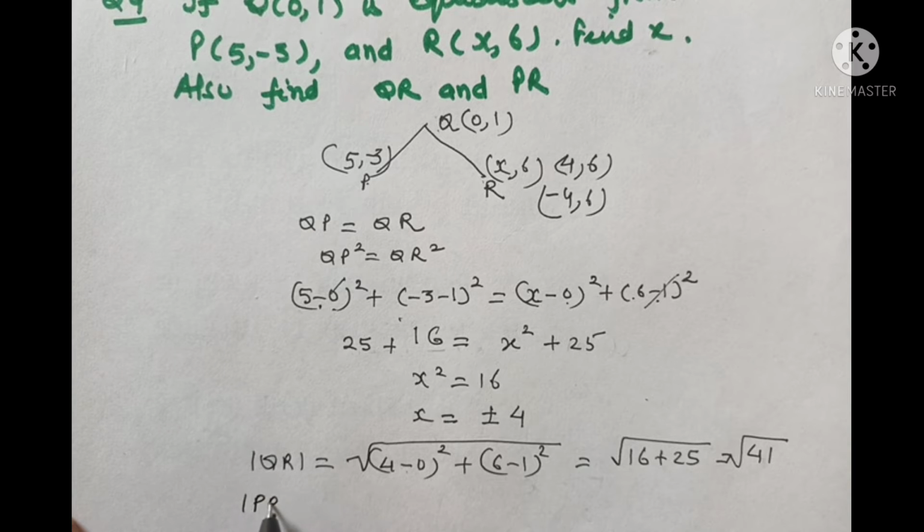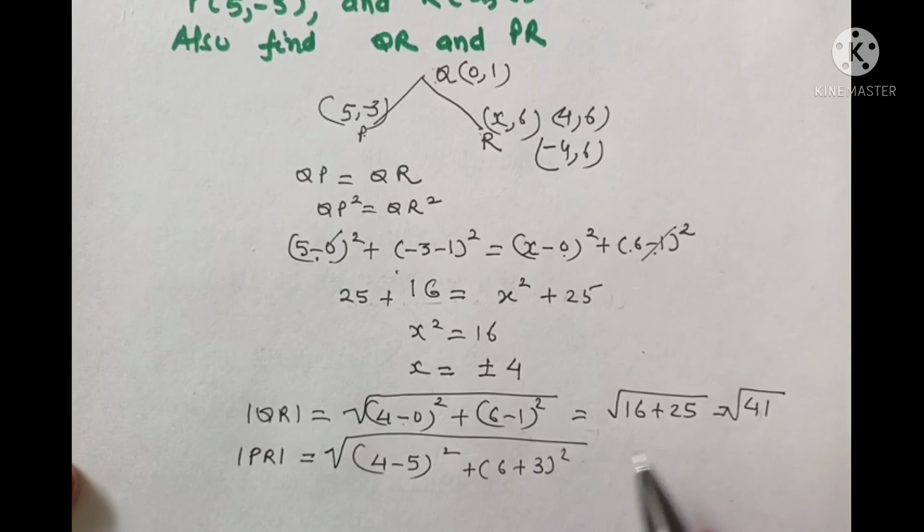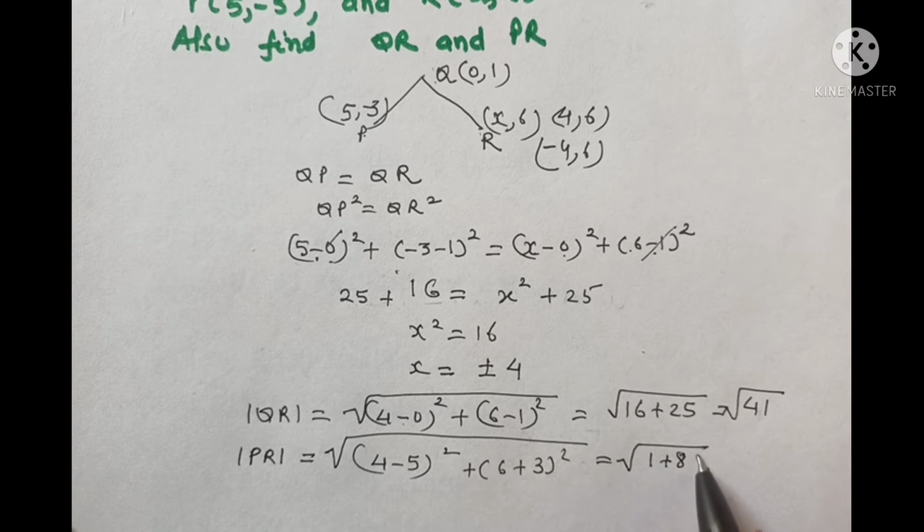Now let us find the distance PR. So distance PR with (4, 6) will be the square root of (4 minus 5) whole square plus (6 plus 3) whole square, which gives you minus 1 square, that is 1. 6 plus 3 is 9, square, that is 81. And I get root of 82.